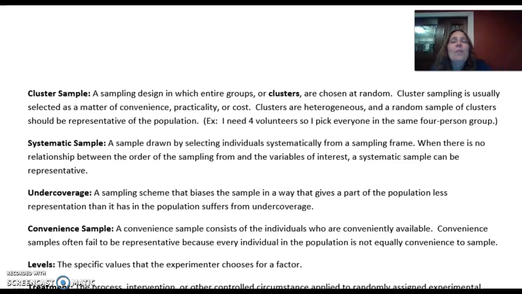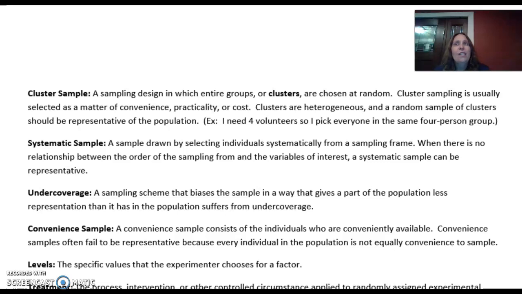Okay, so a cluster sample is where you pretty much just take a group that already exists and you sample them. So for example, if I needed 4 volunteers and we were back in the classroom, maybe I would pick that first group of 4 students that's right by the door. Or I would maybe number each group, 1, 2, 3, 4, 5, 6. I'd randomly select the number 5, and that means everyone in group 5 would be selected. It is a form of convenience sampling.